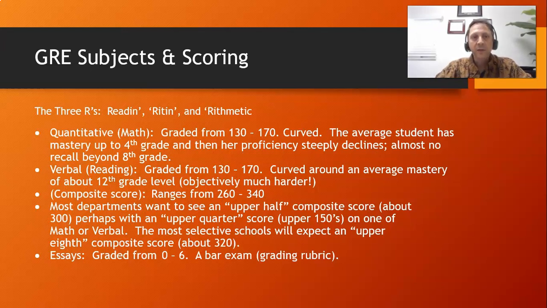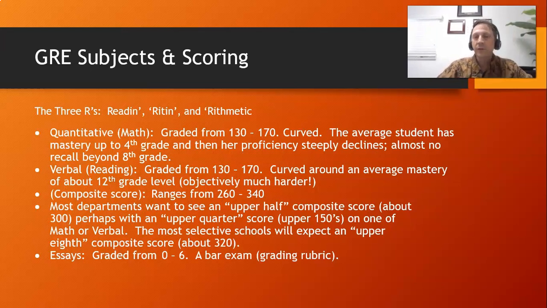After 4th grade, each grade level basically gets a little bit worse and worse, and there's pretty much no recall at all beyond 8th grade. And the GRE, the ETS, is aware of that. So they essentially write this exam at the middle school level. You're primarily going to be tested on content at the 4th to 8th grade level. I think that's a pretty fair way of characterizing it, at least for the average student.